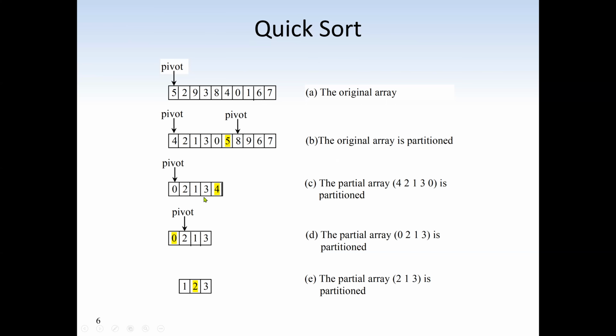So first we have 0, 2, 1, 3, 4. Again, we partition it. Here we say the original array is 4, 2, 1, 3, 0, which is right here, 4, 2, 1, 3, 0. So when we do our partition pivot, we get 0, 2, 1, 3, 4. Then next, the partial array will be 0, 2, 1, 3. This is partition, then we get what we have here. Next, we are going to partition the array again, which is 2, 1, 3, and that will give us 1, 2, 3.